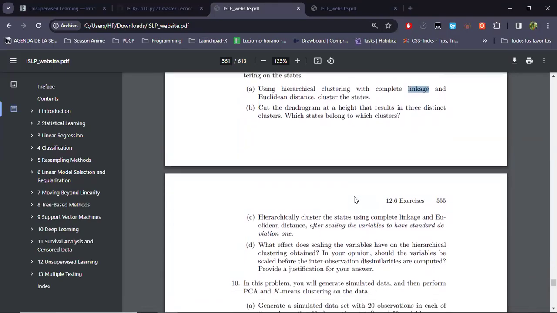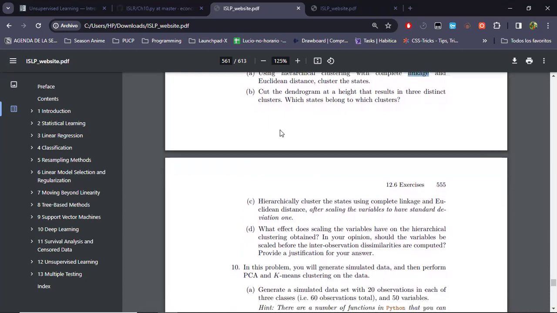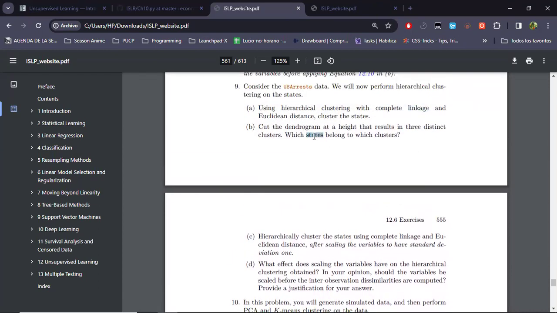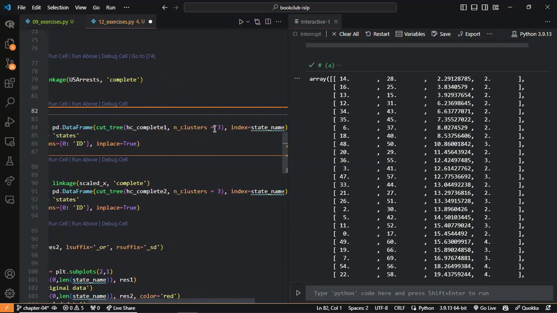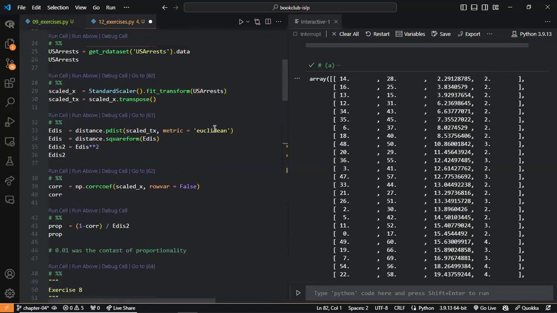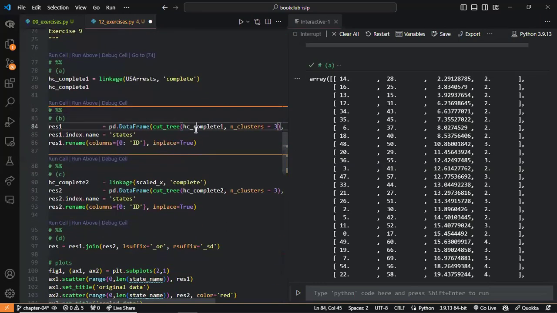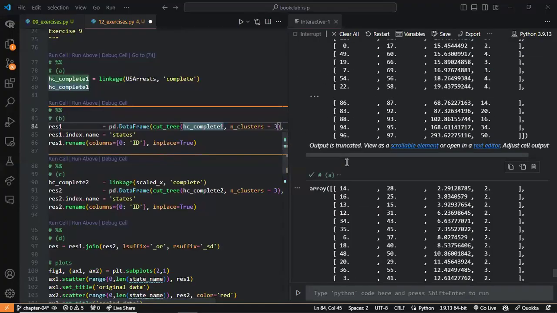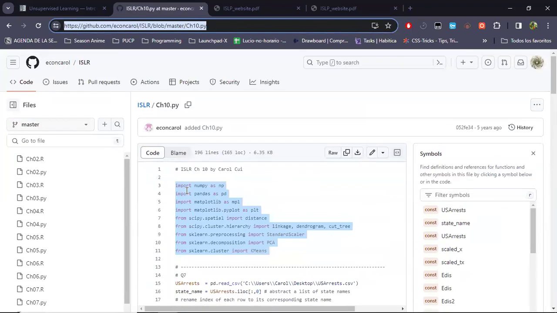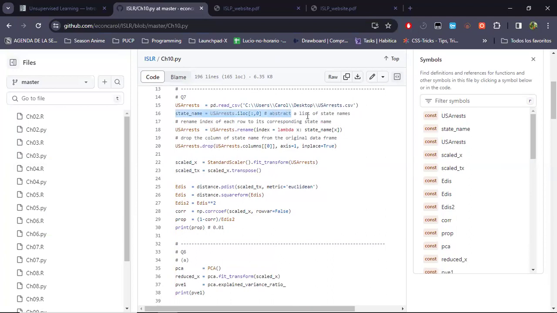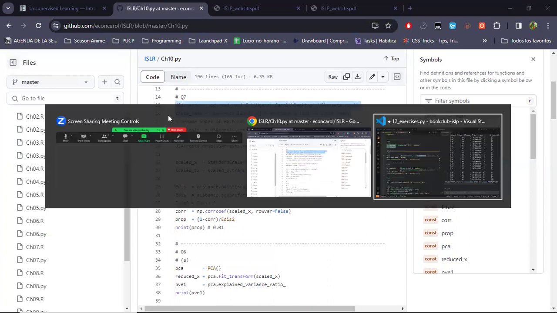Now, cut the dendrogram at the height that results in three distinct clusters. Okay, so we have three clusters, and inspect to which states they belong. Well, I think this is because there was a change that I made. I only need to load the names of the states in order to verify this, in this case which are the states in each particular cluster. Well, I deleted that because it wasn't necessary, but we can get them over here. So let me run that again.